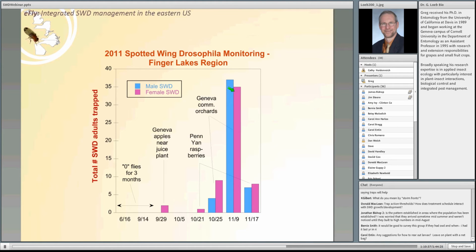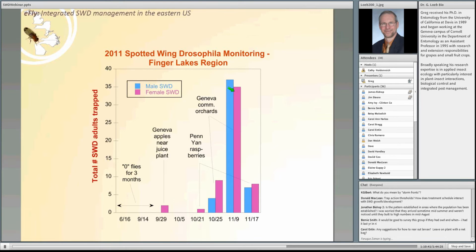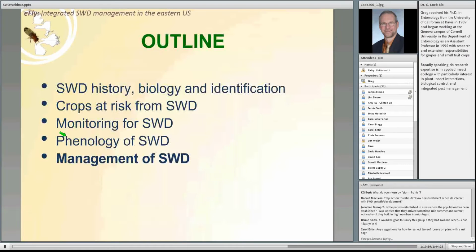We caught significant numbers of both males and females in the Finger Lakes area. We had traps up further north into Wayne County, Lake Ontario, but as we got later in the season, we sort of stopped those traps. Up till mid-September, we hadn't caught anything. My guess is that some did show up later in the season, like happened in a lot of other areas in the Northeast.